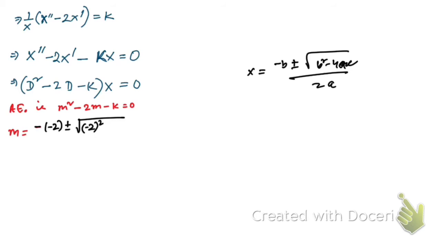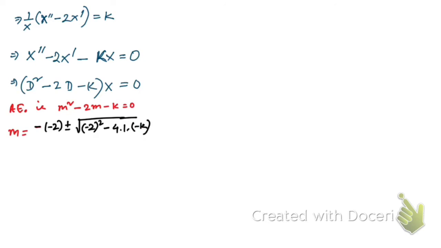So here a is 1, c is minus k, okay, and b is minus 2, and a is 1, right? If we put those values, instead of x we're going to have m here. And doing so, we have here minus 4 into a, which is 1, into c, which is minus k, and divided by 2 into 1. That's what we're going to have.